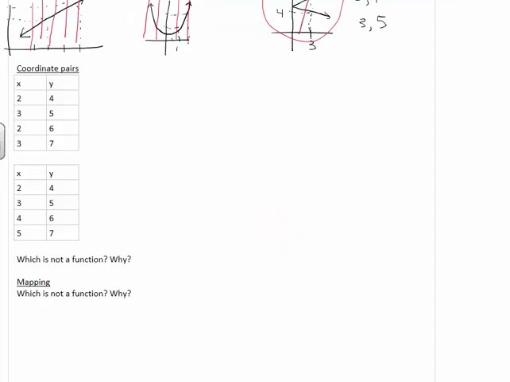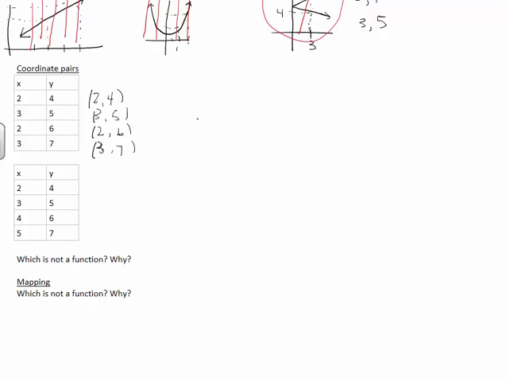So we've looked at how to tell by equations which graphs are functions and which aren't. And now we need to look at coordinate pairs, also table of values. So that's what these are here. Remember that for your table of values, these are just ordered pairs. So that's an ordered pair on the graph at (2, 4), (3, 5), (2, 6), and (3, 7).